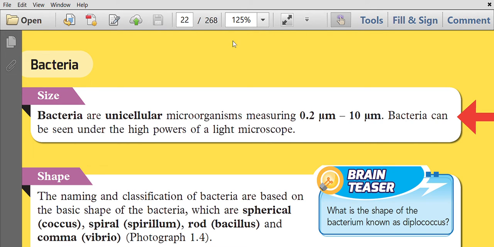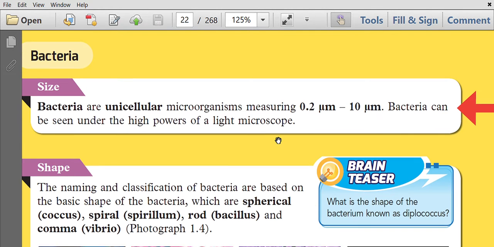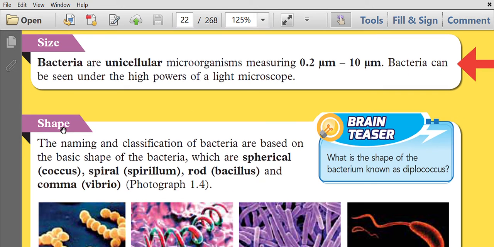Now let's look at bacteria. Okay, the size of bacteria. Bacteria are unicellular microorganisms measuring 0.2 micrometer to 10 micrometer. And bacteria can be seen under the high powers of a light microscope. Right? Let's look at the shape.